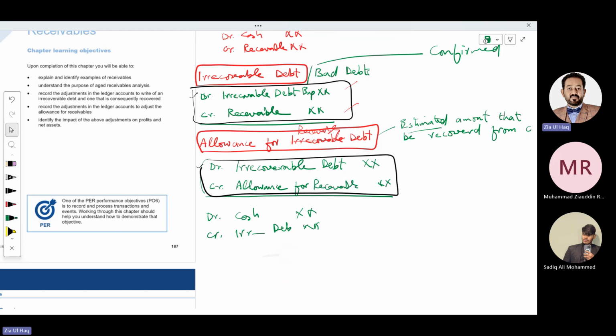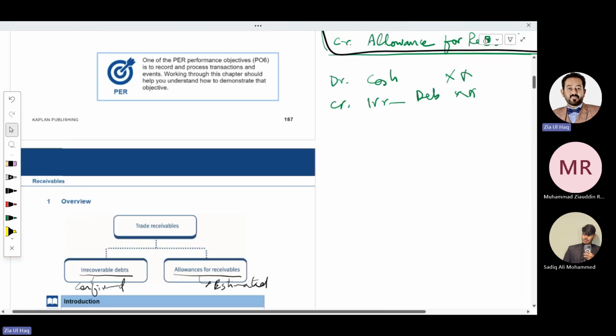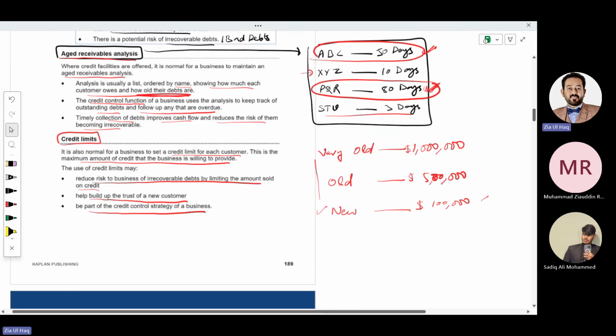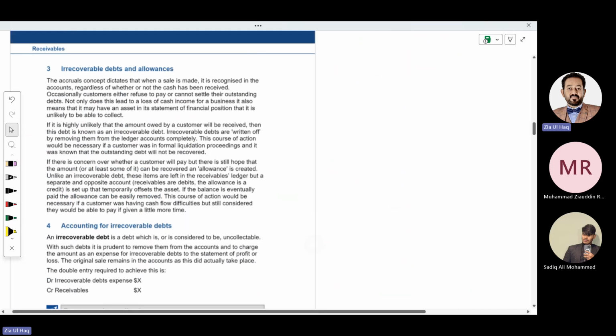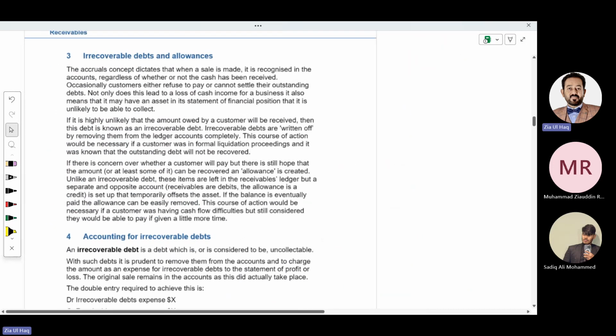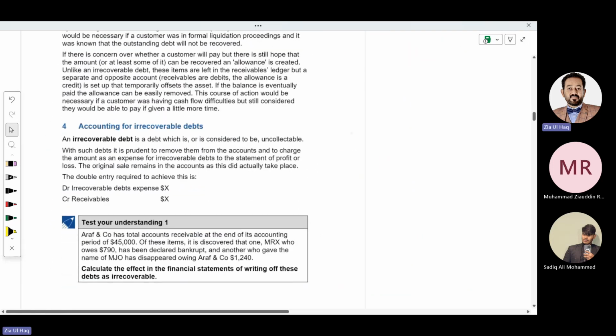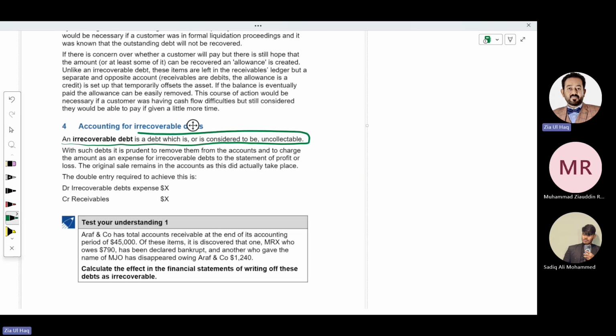Not receivable. So let's discuss some questions on this area. So irrecoverable debt and allowance. Accounting for irrecoverable debt, and irrecoverable debt is a debt which is or is considered to be uncollectible, meaning confirmed bad debts.